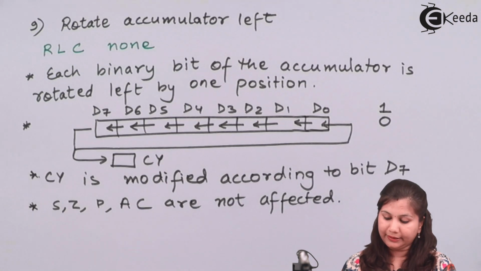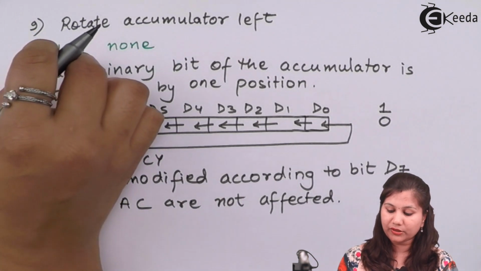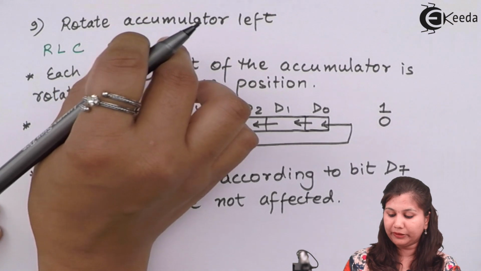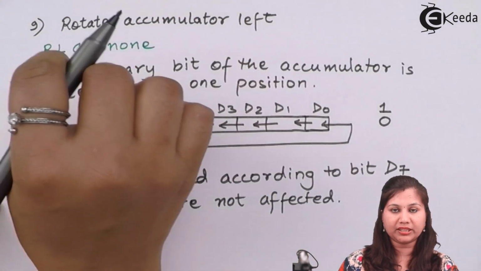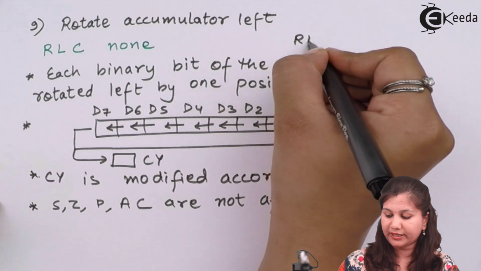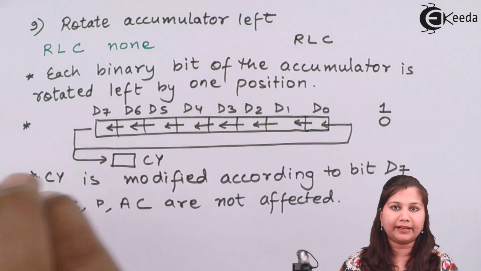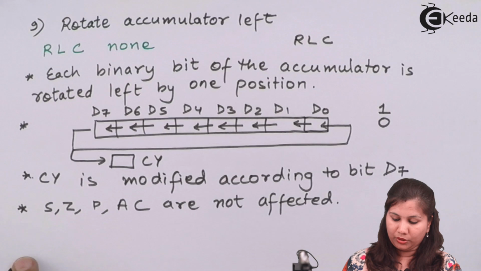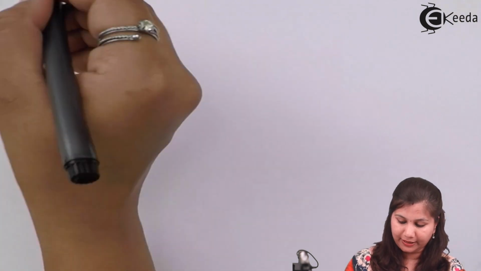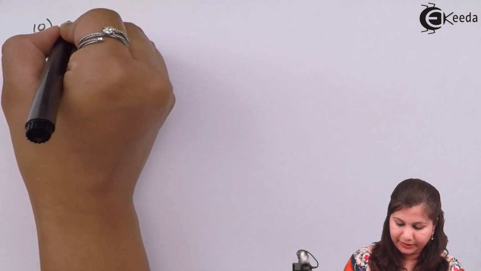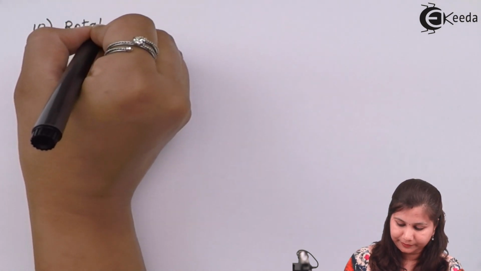Because this instruction does not have any operand, the operand is implicit in it. So if we are using this instruction in the program, we will just write the mnemonic RLC. The next instruction is RRC, that is, rotate accumulator right.